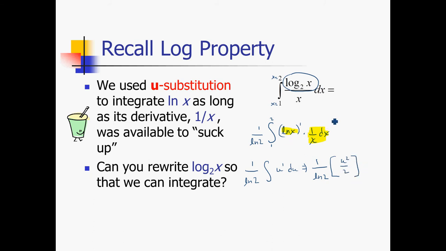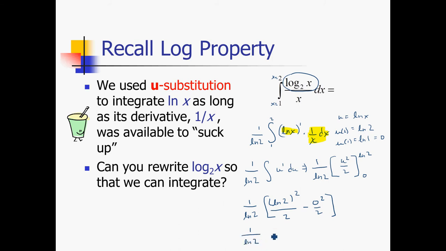And again, if u is ln of x, I'm going to say what was u of 2, which is ln 2, and u of 1, which is ln of 1, which is 0. So 1 over ln 2 times (ln 2) squared over 2 minus 0 squared over 2, which of course is 1 over ln 2.